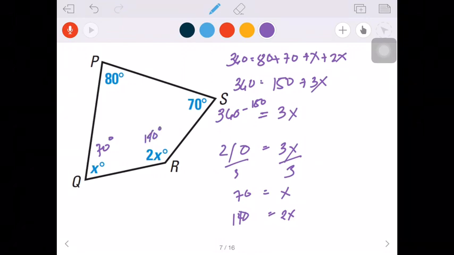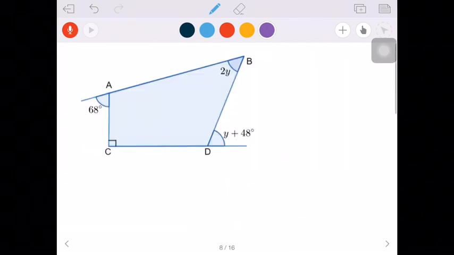Double check. 80 plus 70 is 150, plus 140 becomes 290. And the addition of 70 is 360. So all the angles add up to 360, which means we're correct.